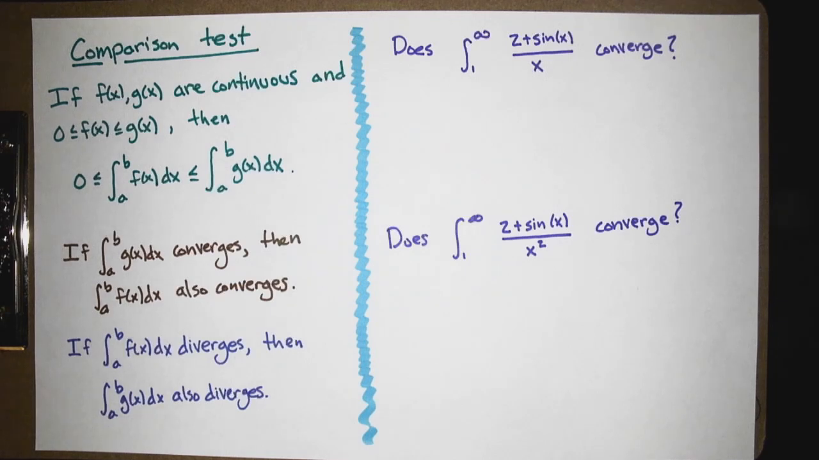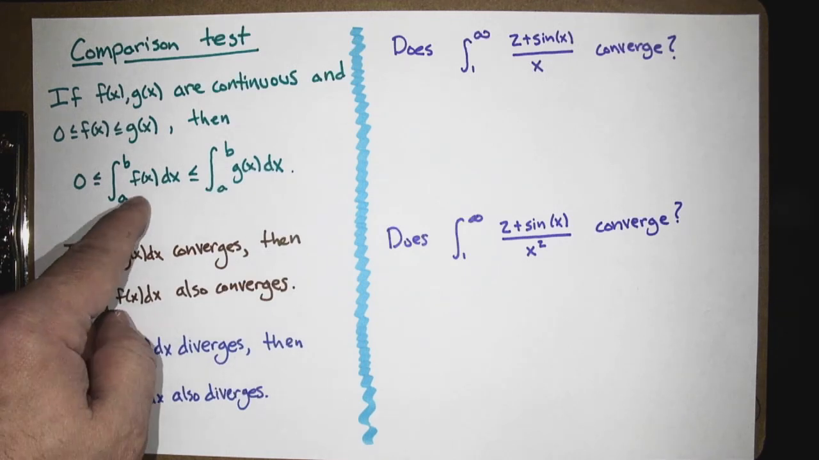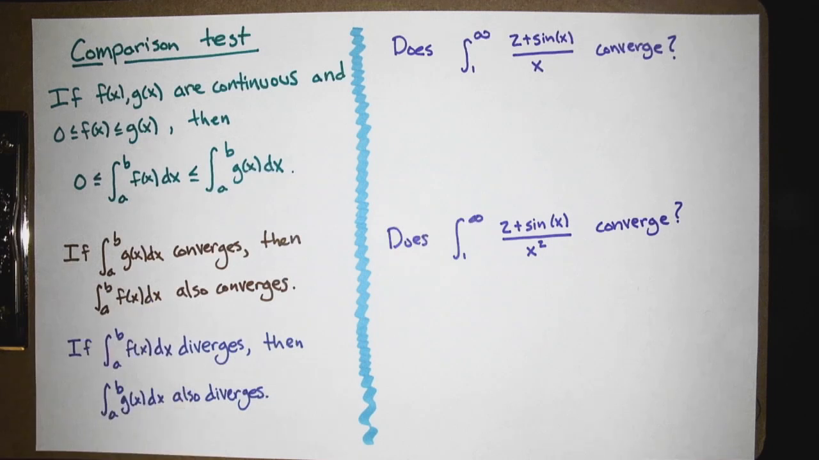But what if we flipped it? What if we say the integral of f of x diverges? Now that says that thing is big. If I'm bigger than something big, what am I? I'm also big. So if I'm above something which diverges, I must diverge. So I might be a complicated integral, but how do I compare it to something simpler? So that's how we're looking.